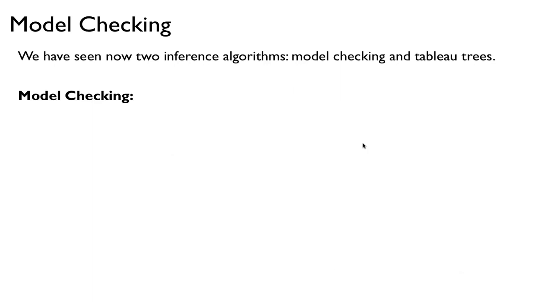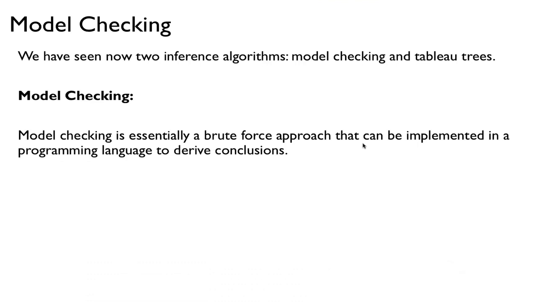So we've seen so far two different inference algorithms. The first one was model checking, and the second one was Tableau Trees or refutation trees. In model checking, essentially, we just use a brute force attack and check all the models that satisfy a certain sentence. And we use that to also make a deduction by checking for entailment.